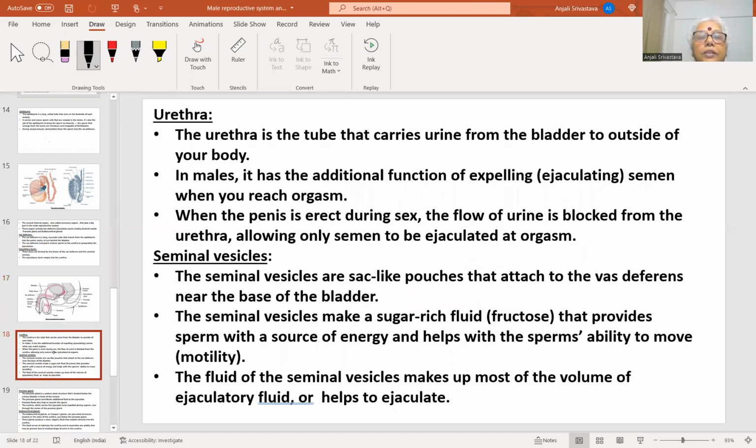This is the urethra. Its additional function is ejaculating semen at the time of sexual behavior. When the penis is erect during the sexual behavior, flow of urine is blocked from the urethra. Then seminal vesicles are the sac-like structures that help in producing a sugar-rich fluid, fructose-rich fluid, that brings about the motility of the sperm.